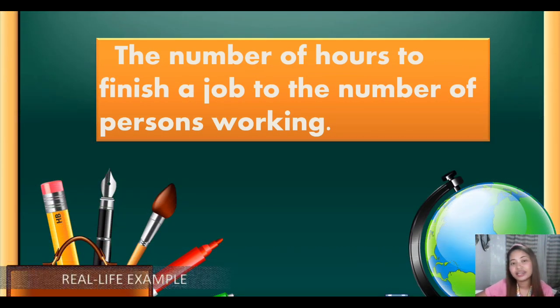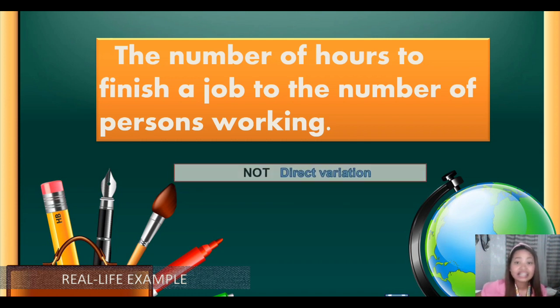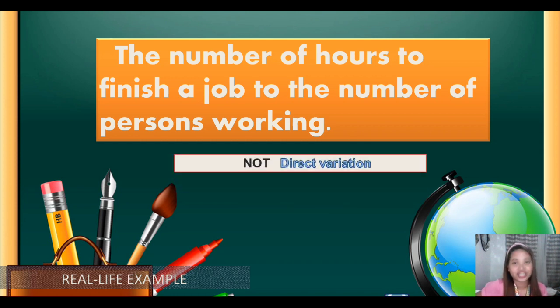Okay, the next one, the number of hours to finish a job and the number of persons working. If you analyze the statement again, if there are so many persons working to finish a job, therefore, the number of hours is going to be lessened. On the other side, if there are few persons working, the number of hours to finish a job is increasing. Therefore, that is not a direct variation.